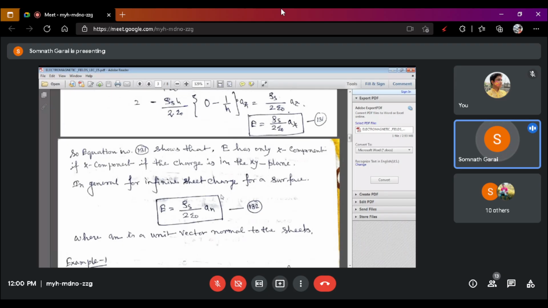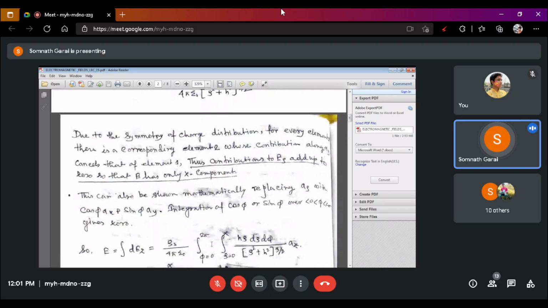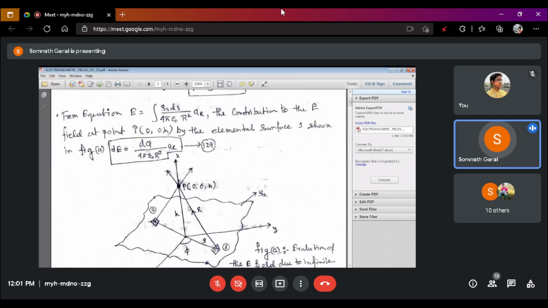This is the general expression of the infinite sheet of charges for a surface, that is, capital E is equal to rho s divided by 2 epsilon naught an. An is the unit vector normal to the sheet, because here the unit vector is az, along z. This is normal to the sheet.